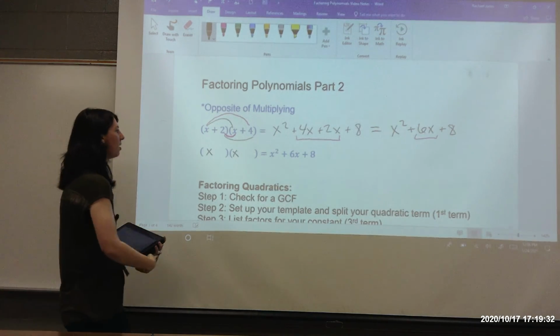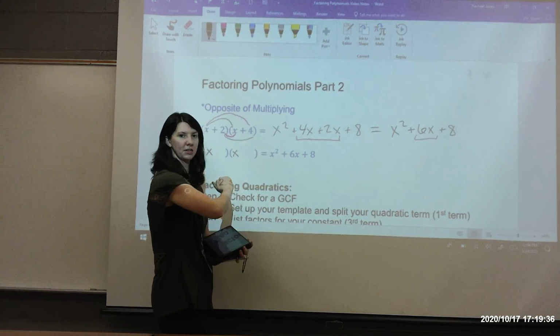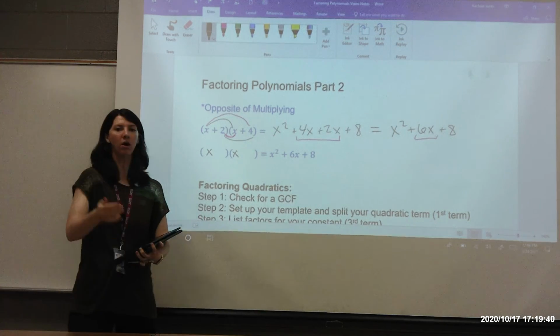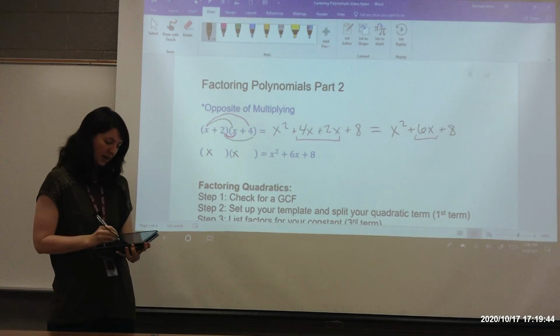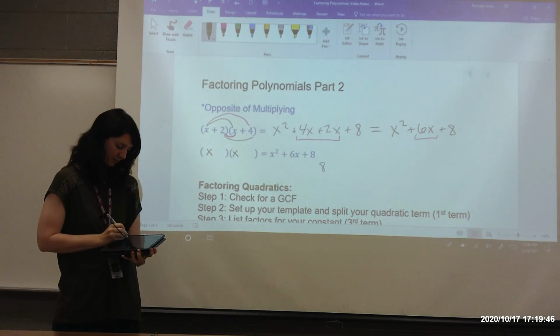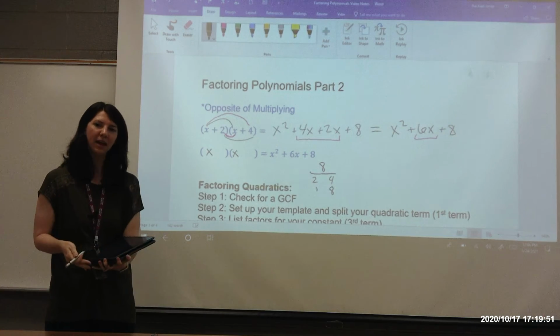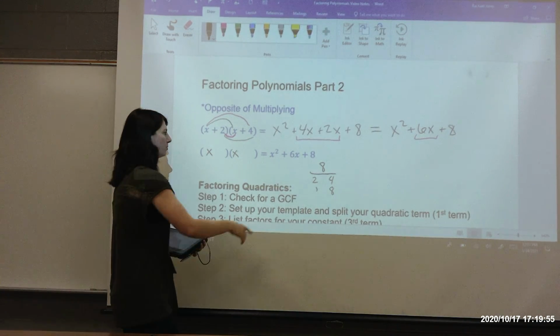Okay, now I know that these last 2 numbers have to multiply to give me 8, right? That's what we see up here. Has to multiply to give me 8. And so you may go, oh, 2 and 4, but remember, those weren't the only options, okay? 8 could be 2 times 4. It can also be 1 times 8. So how do we know which one is right? Right? That's where that middle term comes into play.